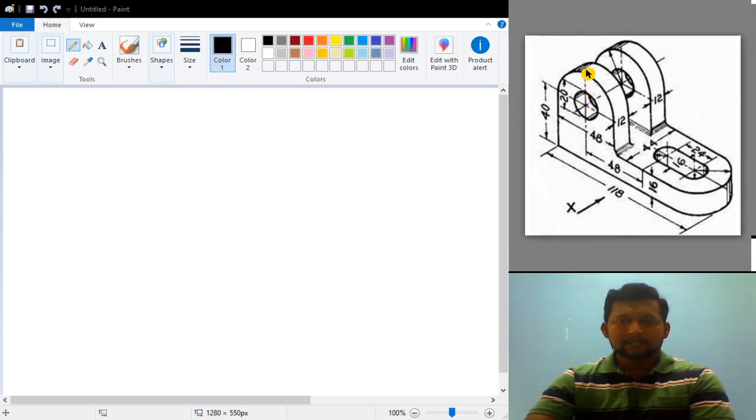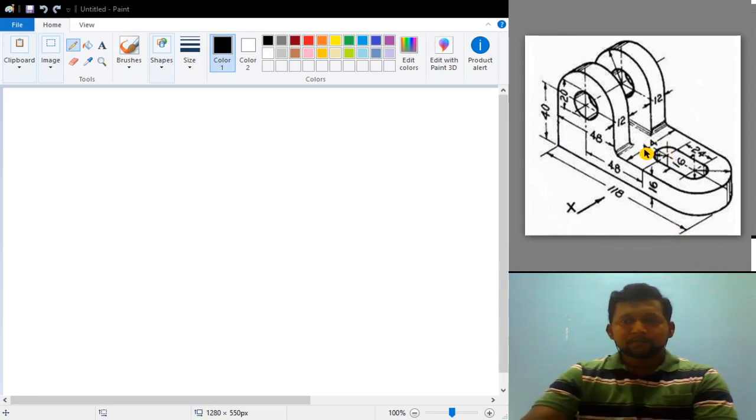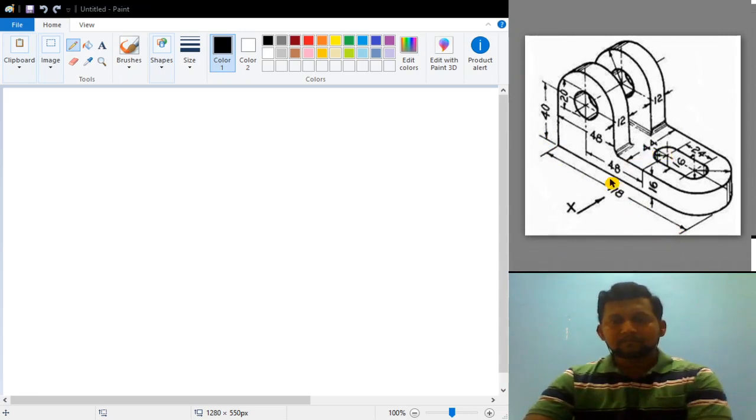So this radius becomes how much? 24. So 24 plus 40, so 64 is the total height, 118 is the total length, and 44 is the total breadth. Like I already mentioned, in each view, suppose in front view, we are able to see length and height, so we are not able to see the breadth.